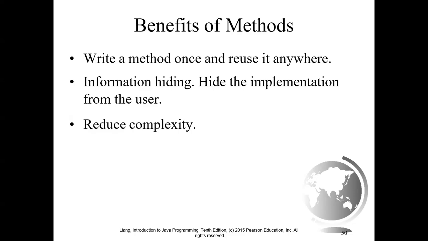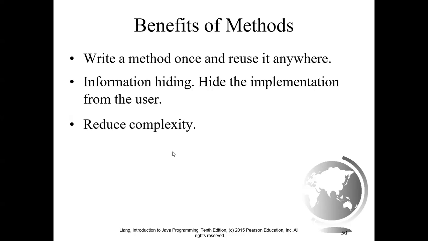The benefit of a method is you may write a method once and reuse it anywhere, like the example we just mentioned, the three pieces. You may write the method abstraction, and each time when you want to aggregate something, you just call the method, change the formal parameters into the real parameters, and then the program can execute the method automatically. And you do not need to write the repeated code by yourself.